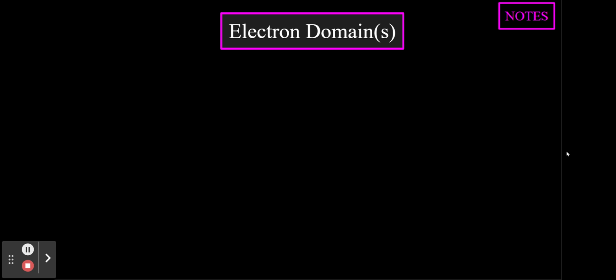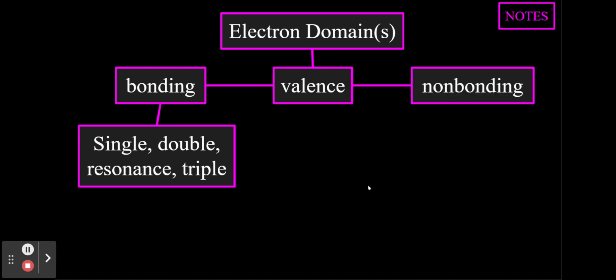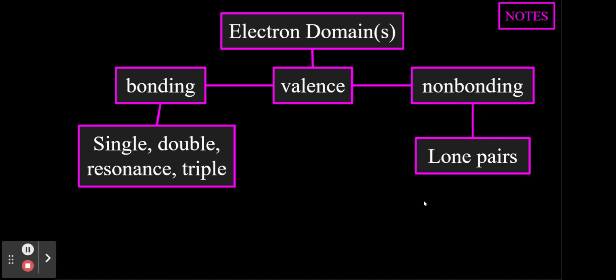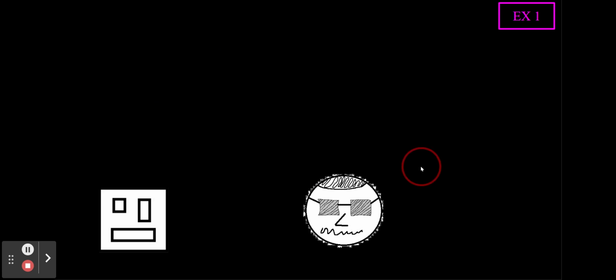Now, when you're talking about electron domains, you're talking about valence electrons. And as was clear, you're talking about bonding. That's things in a single, double, any type of bond, including resonance, but also non-bonding. All right. And as I said, every one of these things is going to count as one domain. Right, so let's look at an example.